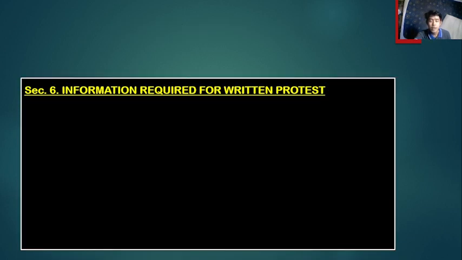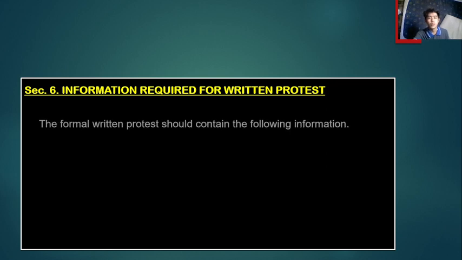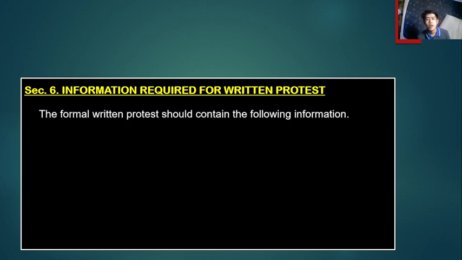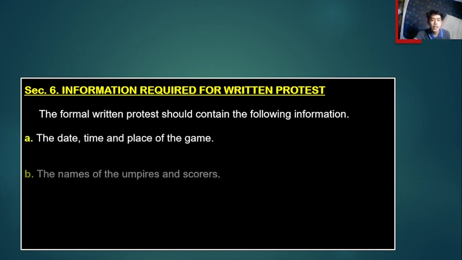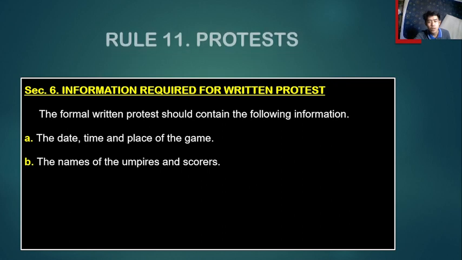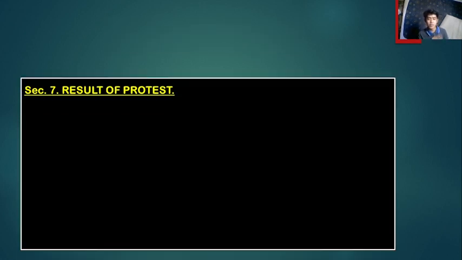Section 6 is the information required for written protest. So, the formal written protest should contain the following information: the date, the time, and the place of the game, the names of the umpires and scorers, and Section 7, the result of the protest.